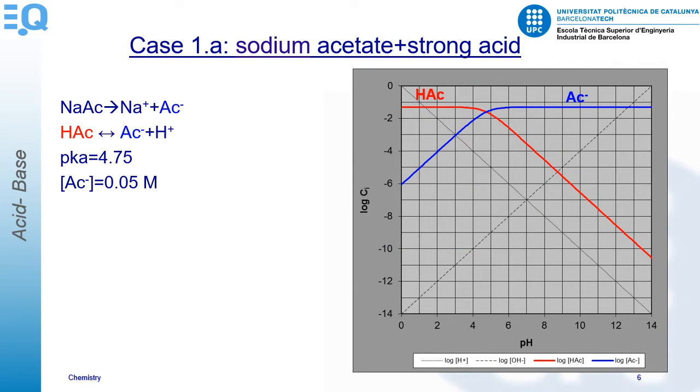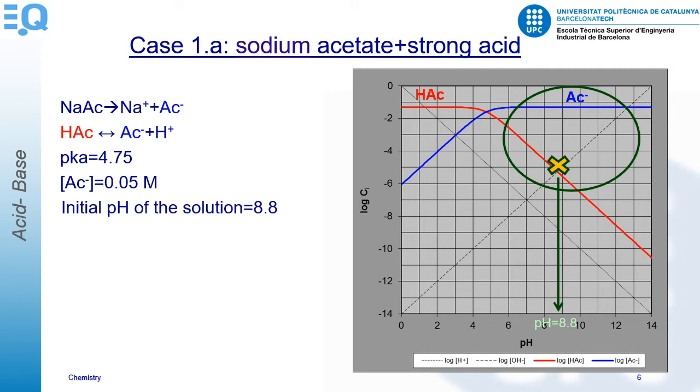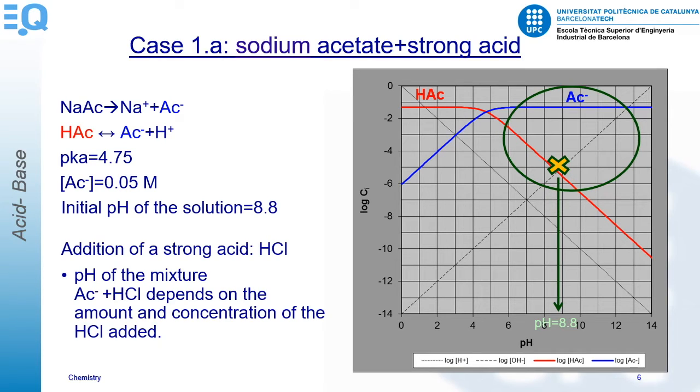Now let's look at another case where the starting point is sodium acetate 0.05 molar. The salt dissociates totally and we have 0.05 molar of acetate anion. Therefore, we are in the right side of the logarithmic diagram. The pH of this solution is 8.8, basic or alkaline pH. If we add a strong acid to decrease the pH, such as hydrochloric acid, again we will go through different characteristic points going left in the diagram.